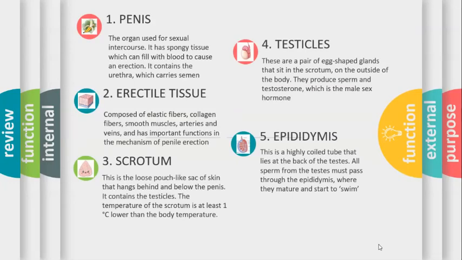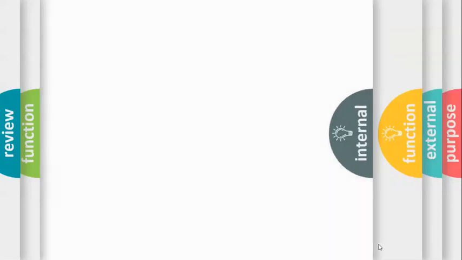Penis is the part that becomes erect during sexual intercourse to deliver semen into the vagina. Erectile tissue is in the penis with numerous vascular spaces. Scrotum is a loose bag of skin which holds the testes in place. Testicles are responsible for making sex hormone and for generating sperm. Lastly, epididymis is a coiled tube that rests on the backside of each testicle.